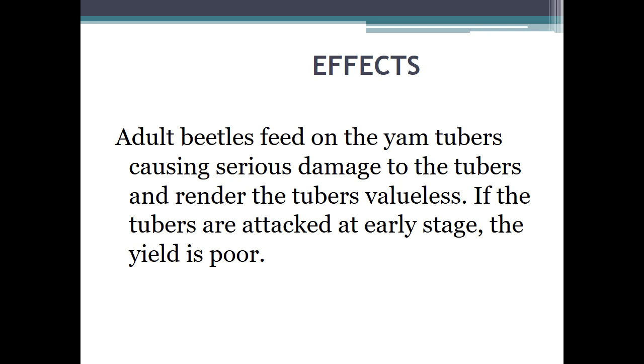Effect of Yam B2. Adult beetle feeds on the yam tubers, causing serious damage to the tubers and rendering the tubers valueless. So once they feed on the yam tuber, it will be damaged and the value of the yam tuber will be reduced. If the tubers are attacked at an early stage, the yield is poor. It's going to reduce the yield of the yam tuber if the yam tuber is attacked at the early stage.